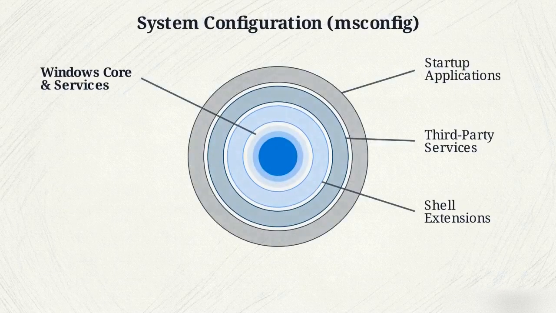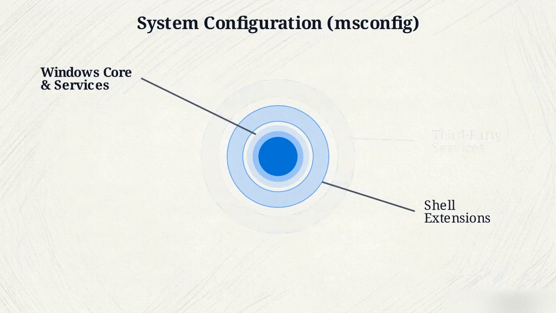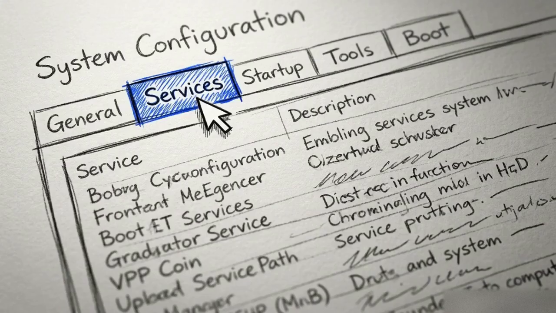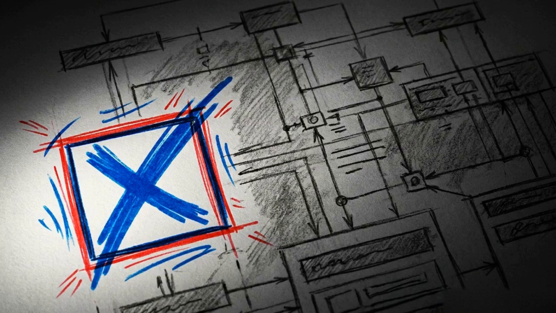To test this finding, we use the System Configuration utility to strip the operating system down to its bare essentials. Open the Run dialog, type msconfig, and press Enter. Navigate to the Services tab. This is where we begin the isolation process. There is a critical requirement. You must check the box to hide all Microsoft services. Disabling core Windows services can make the computer unusable.